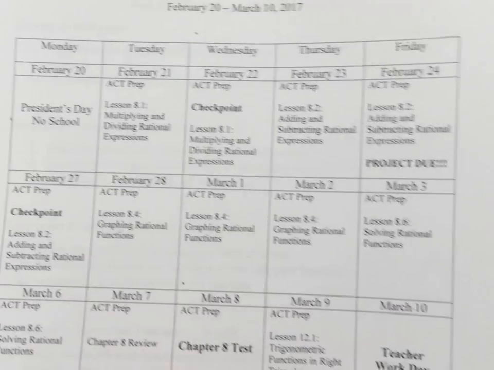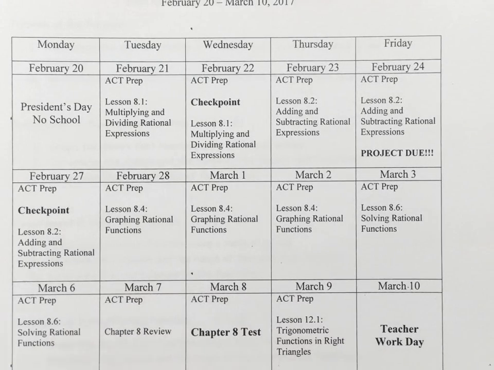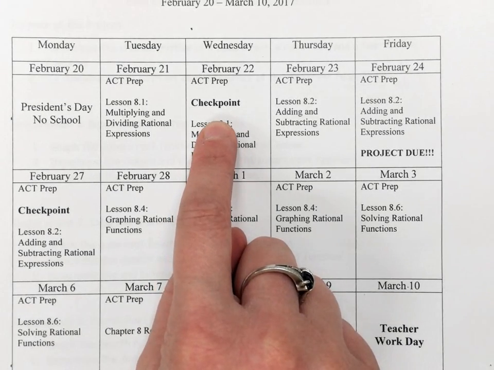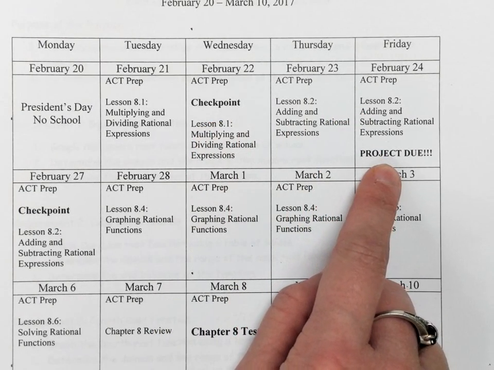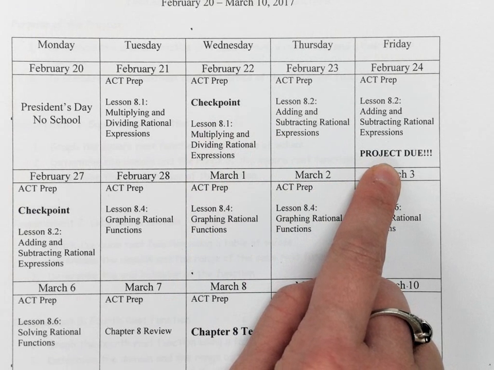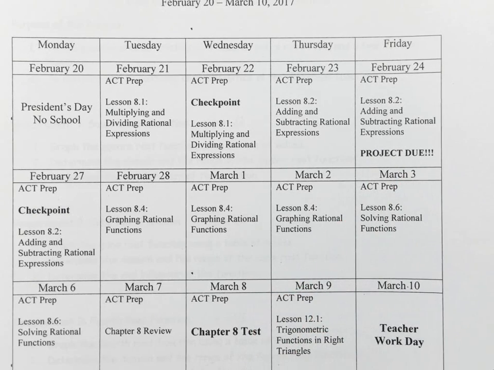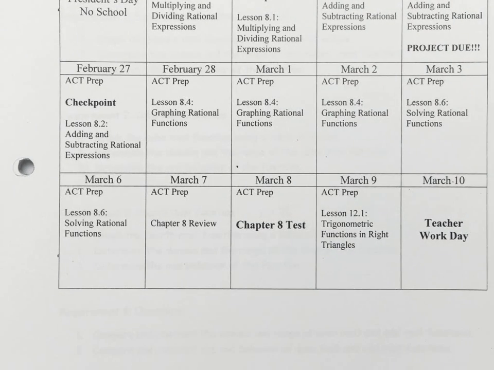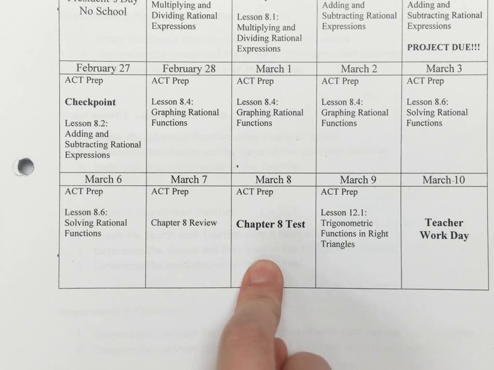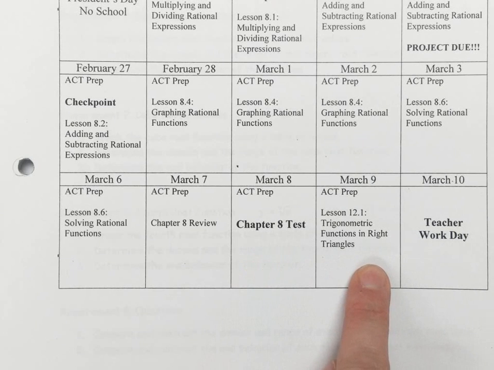So let's look at your calendar and remember a few things real quick. Yesterday we did a checkpoint. And what is happening tomorrow? Project is due if you haven't already turned it in. I'm going to start grading projects tonight and start handing them back to you tomorrow for those of you that already turned them in. What is happening on March 8th? That's our final test. Your project is your 5th test. Your final test for the quarter is March 8th, and the quarter ends on March 9th.